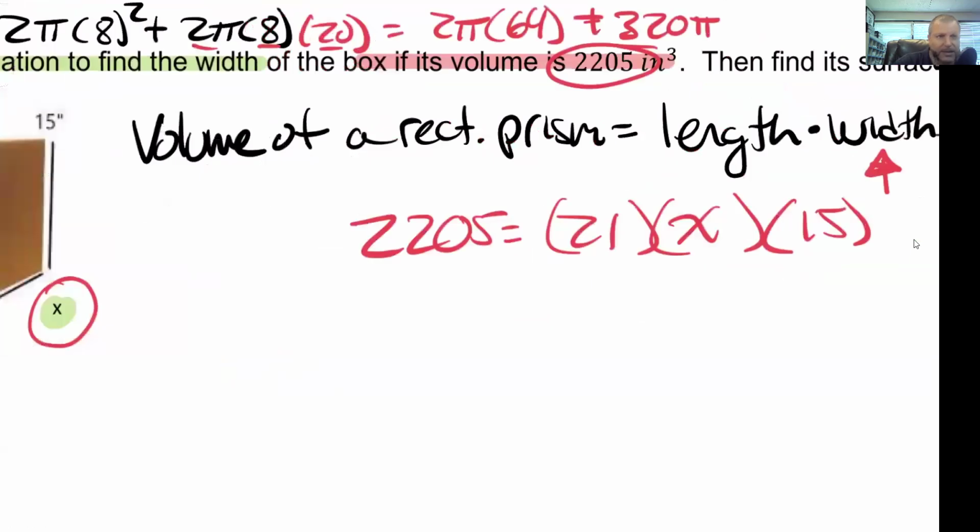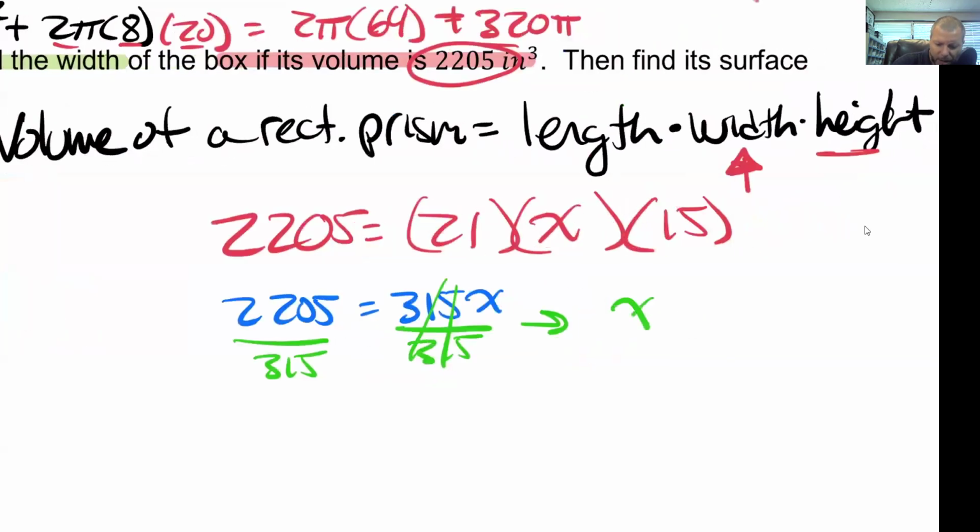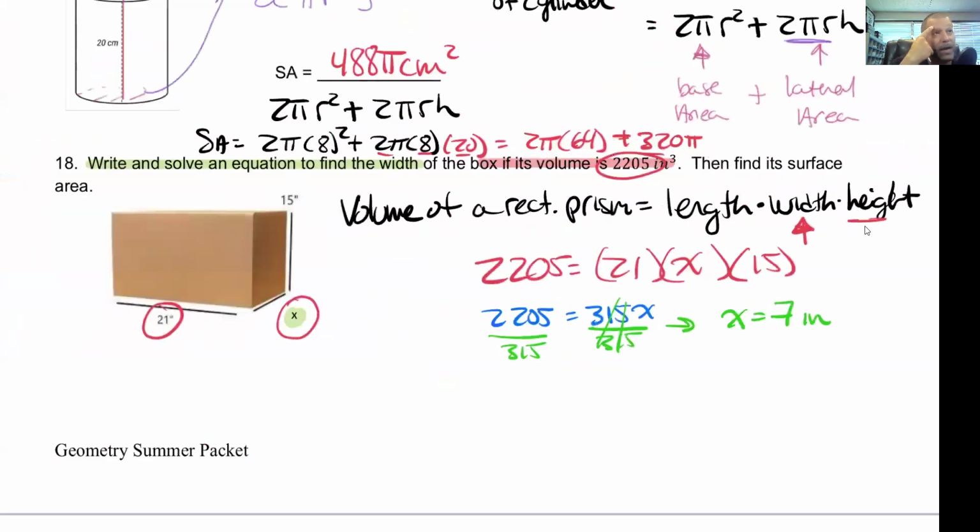So I can multiply these together. 21 times 15 is going to be 210 and 105, so that's going to be 315x. So then if I want to get the value of x, I could divide both sides by 315 to undo it. And 2205 divided by 315 is going to be 7 inches, because that was the units that we have.